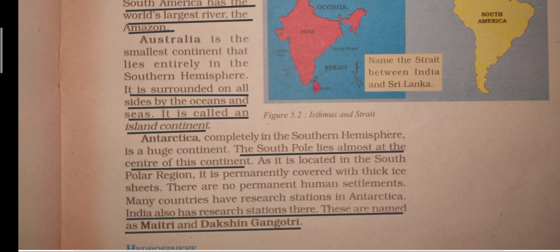Okay children, so today we will read about the continents only, and in the next class we will learn about the hydrosphere. Please learn the portion or revise the portion which I have taught today.